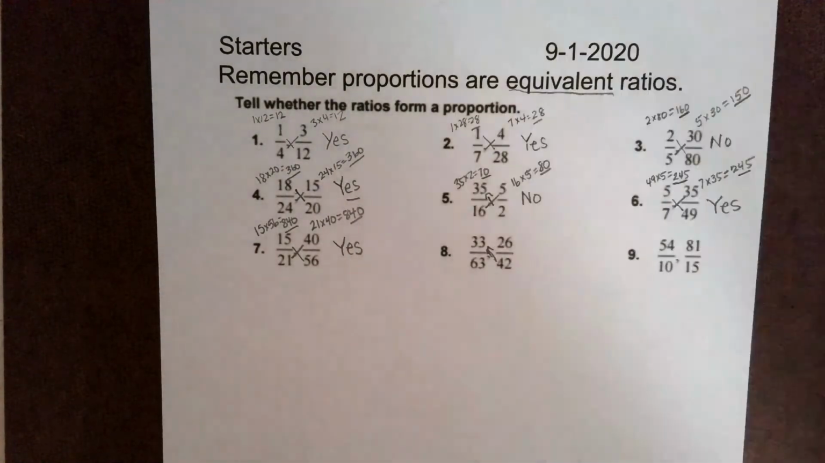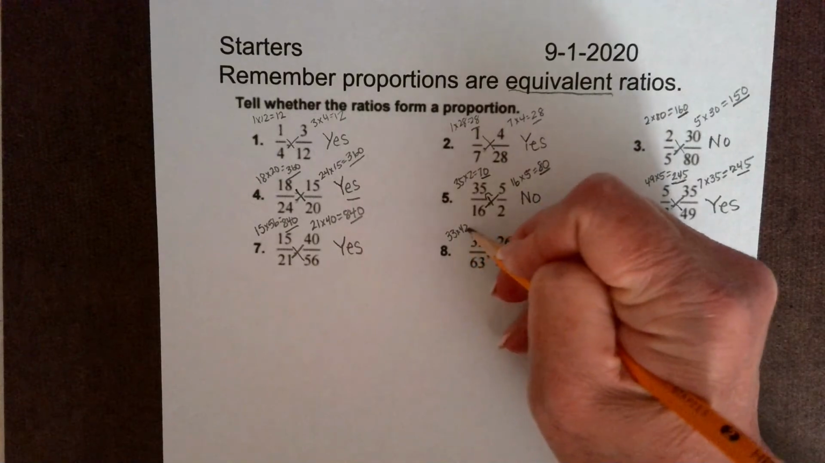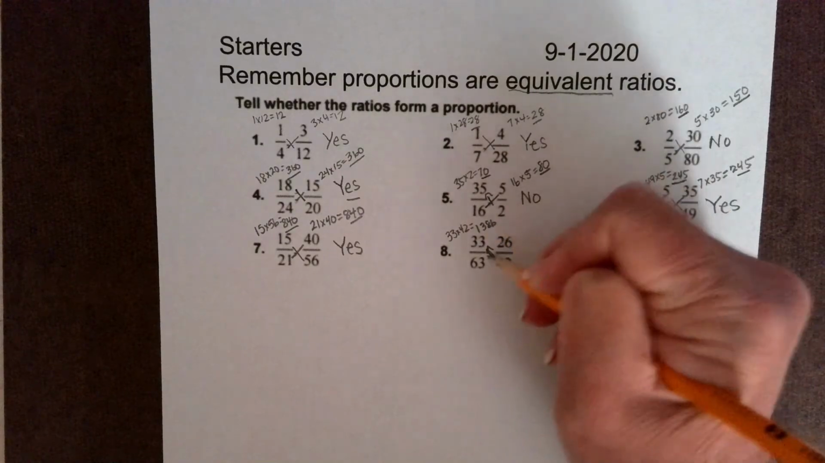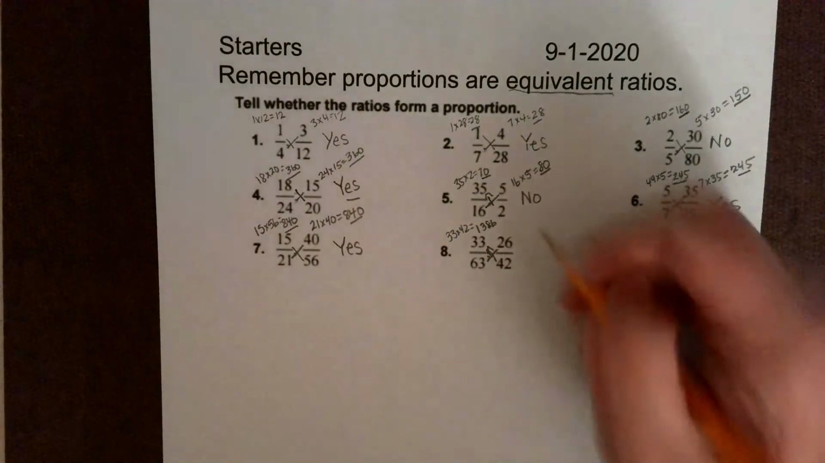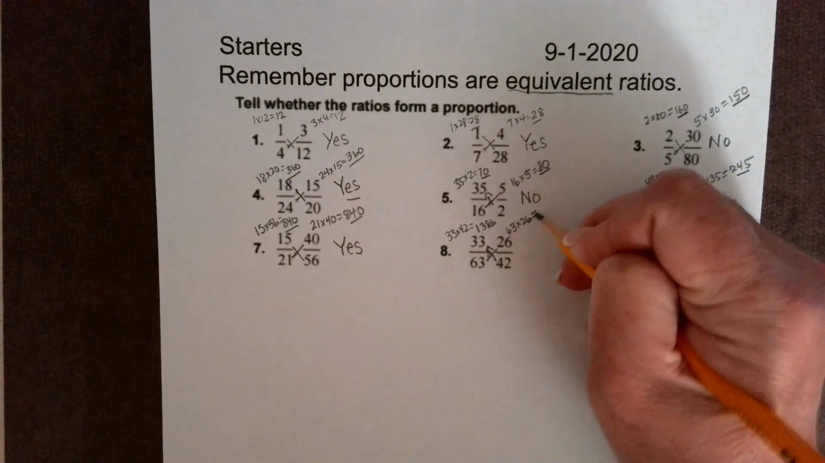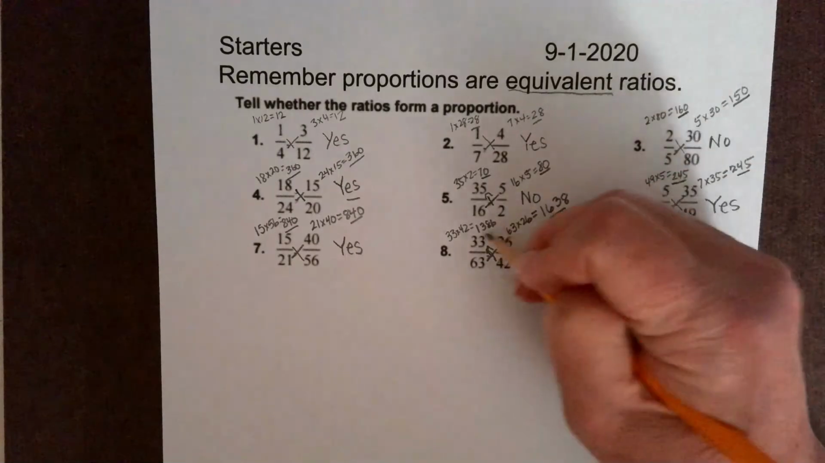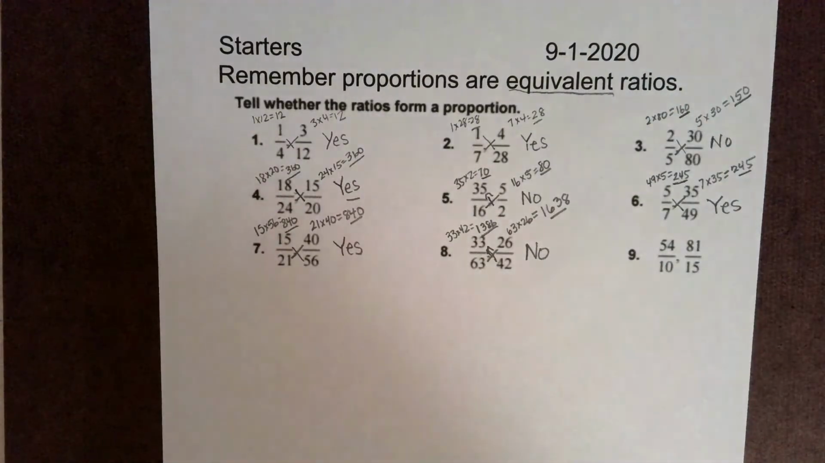33 times 42 is 1,386. And 63 times 26 is 1,638. Those two do not match, so they are not equivalent, so they don't form a proportion.